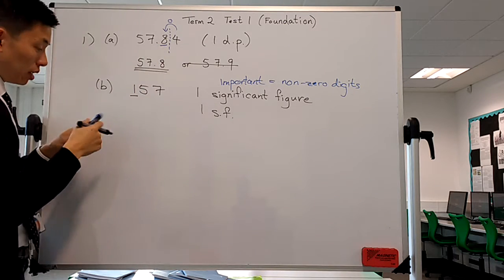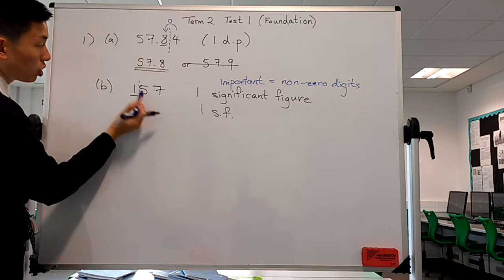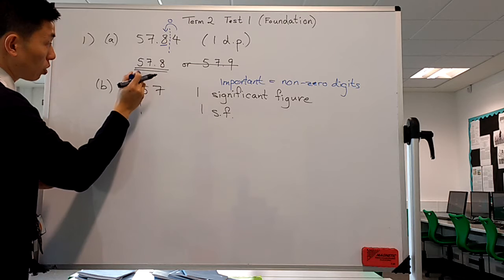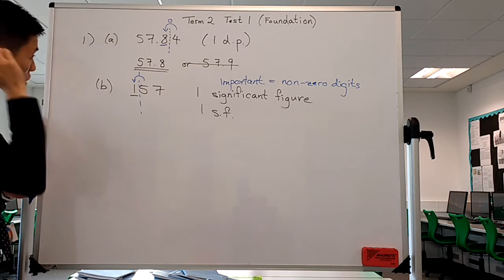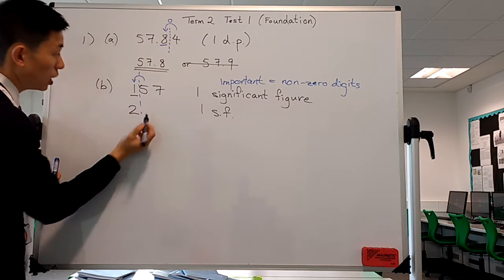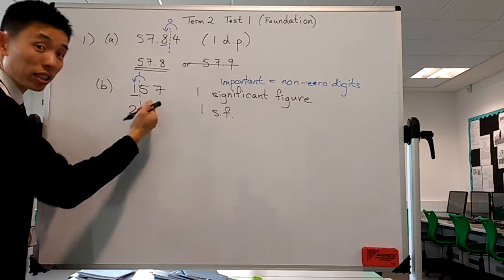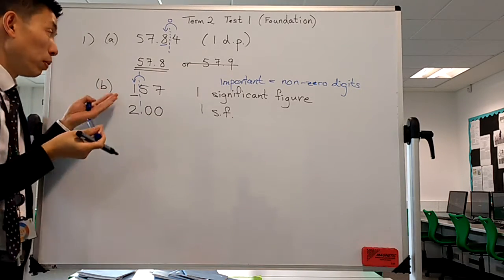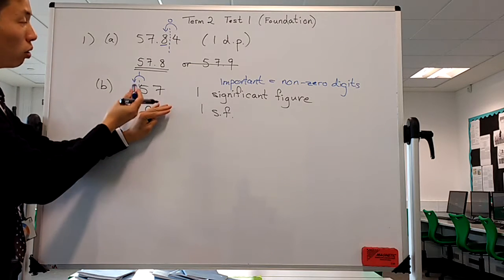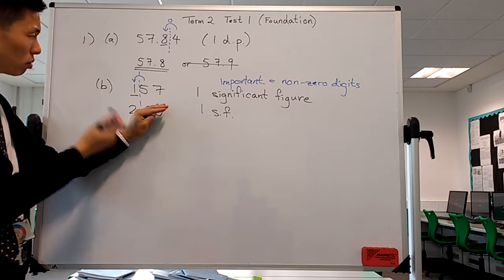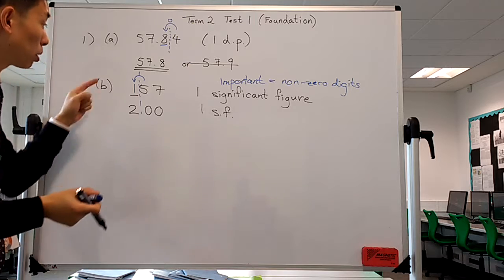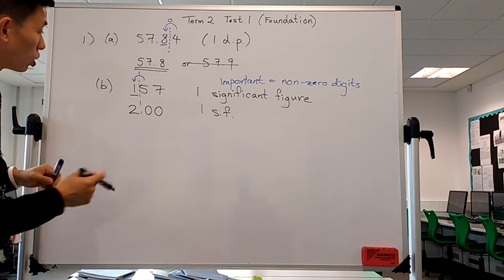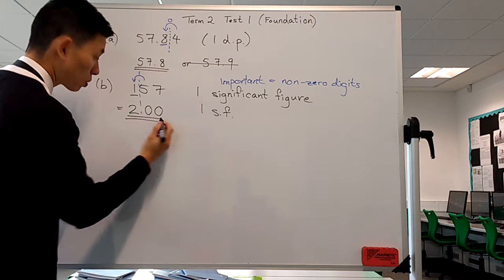So similarly, we draw a line. Check the 5. Can it round up? Yes. So it's round up 1. So therefore 1 becomes a 2. Anything behind the line, because it's an integer, you would write the zeros. Otherwise, people would ignore that and think, oh, 157 round to 2? That doesn't make sense, because it's in hundreds. So your answer should still be in hundreds. So therefore the answer is 200.